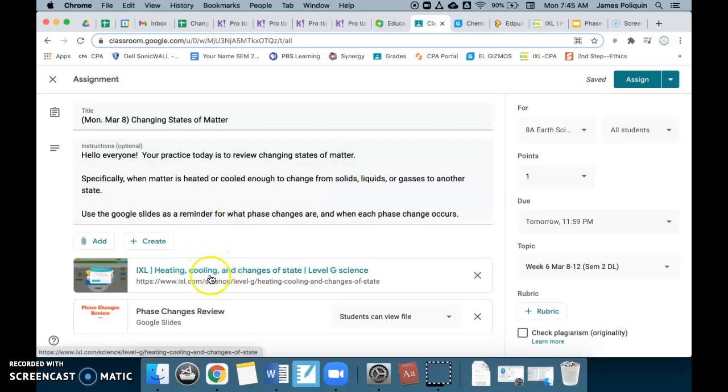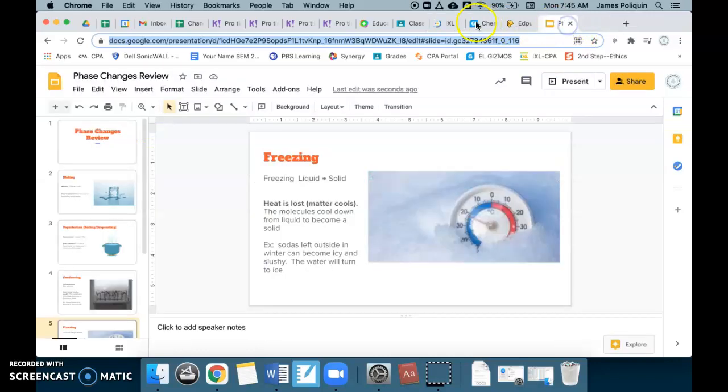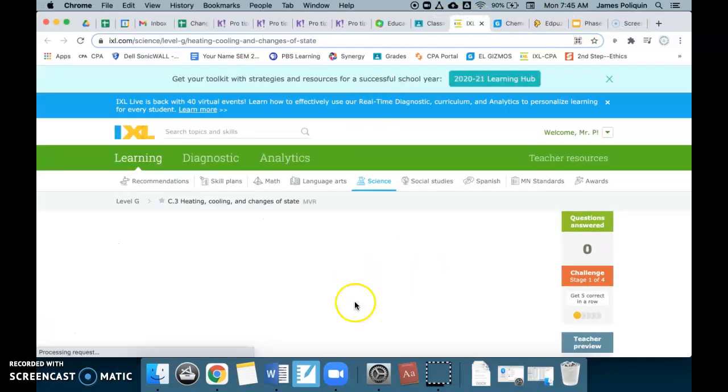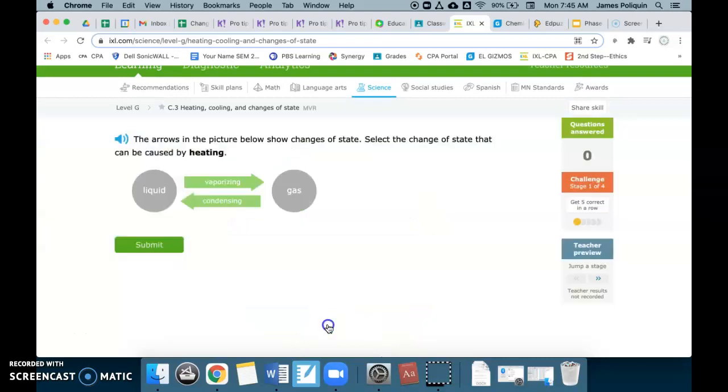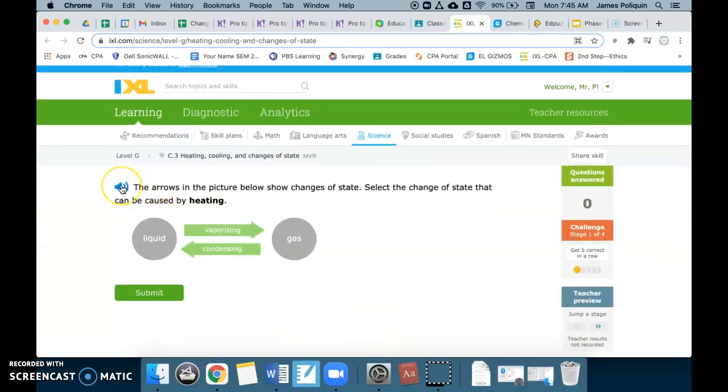The assignment is IXL, Heating, Cooling, and Changes of State. When you get that link, you click on it, and it will take you to this page. Okay. You can click on the microphone to have something read. The arrows in the picture below show changes of state. Select the change of state that can be caused by heating.